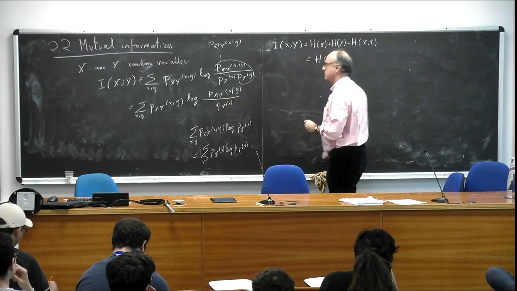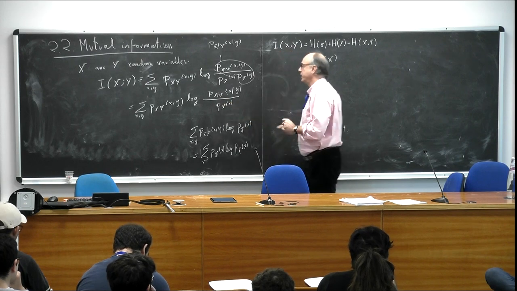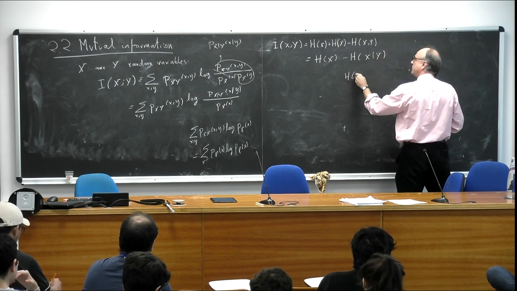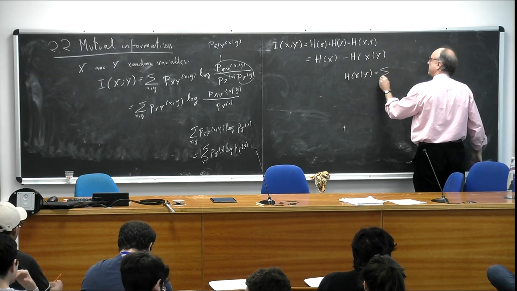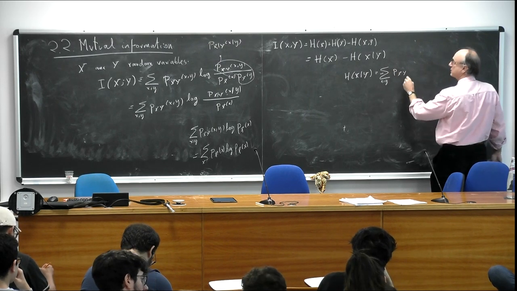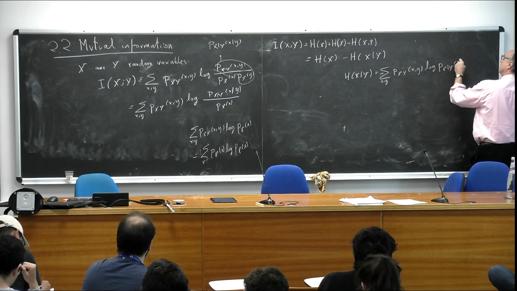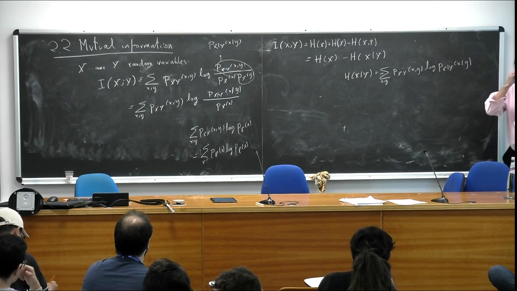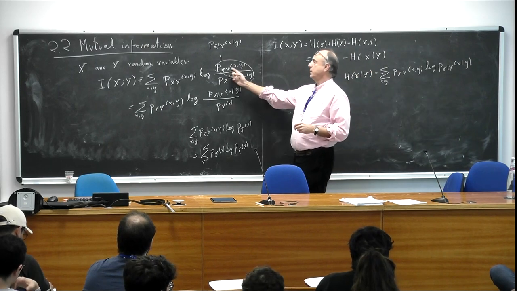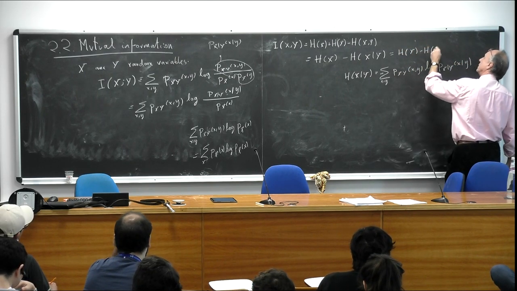And what remains is this quantity, p of the joint log the conditional. This is called the conditional entropy. By definition, this conditional entropy is the sum over x and y of minus p(x,y) log of p(y|x), the conditional. So the mutual information has these two ways of writing. And of course, it's symmetric. You see that the definition is symmetric under x and y. So we can also write this as H(y) minus H(y|x).